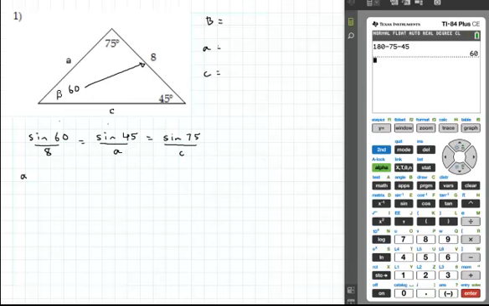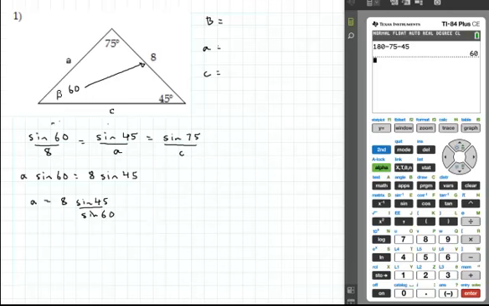So A with the sine of 60, that is the sine of pi over 3, which you should know is radical 3 over 2, is equal to 8 sine 45. Sine 45 is sine pi over 4. You should know that also. That's radical 2 over 2. Anyway, I will divide the sine of 60 away, and I always like to say that I'm going to stack my sines.